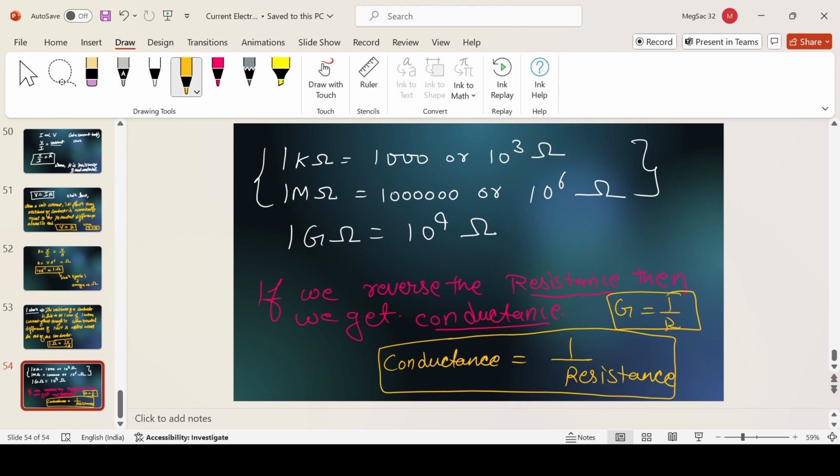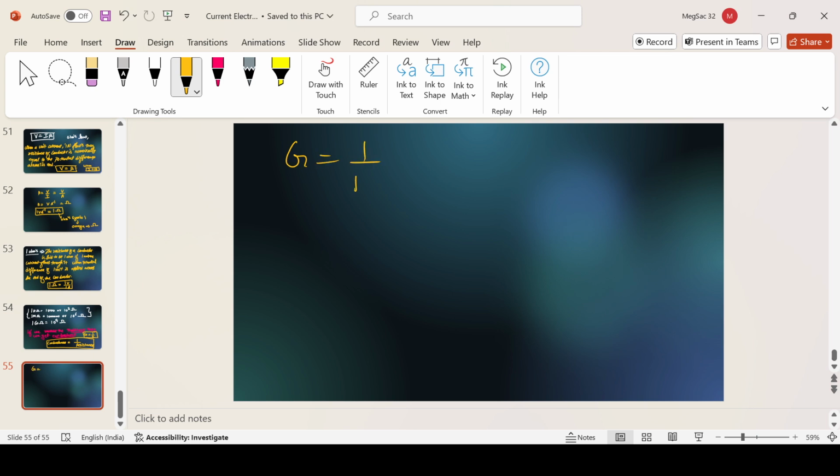So it must have some unit also. If G is equal to 1 upon R, then 1 upon R means 1 upon ohm, so G becomes ohm inverse. Now this ohm inverse we can write as siemens. Siemens, not inverse, only siemens. Siemens already means ohm inverse. ओम इनवर्स को ही हम साइमन बोलते हैं. क्या इतनी बात क्लियर है? Yes, sir. कोई दिक्कत यहां तक? No, sir. पक्का? Yes, sir.